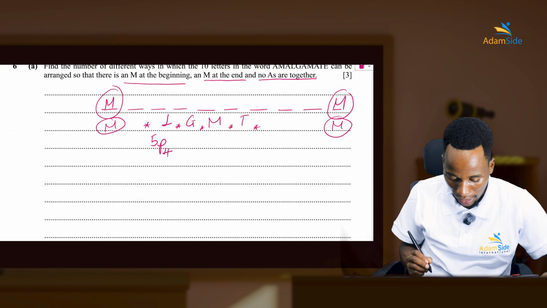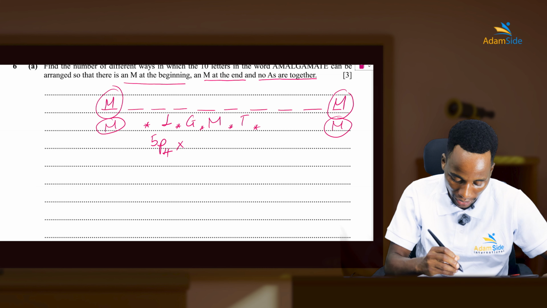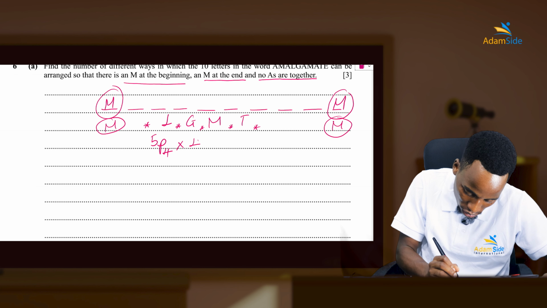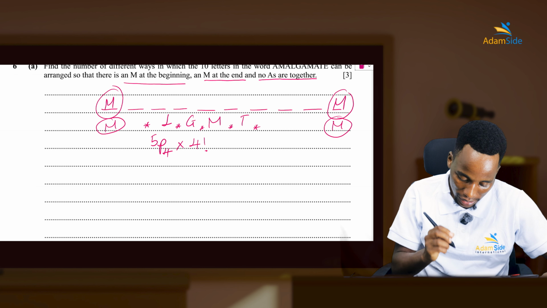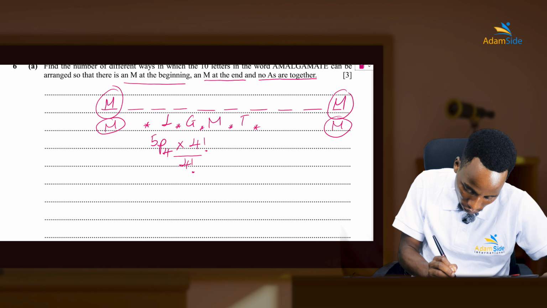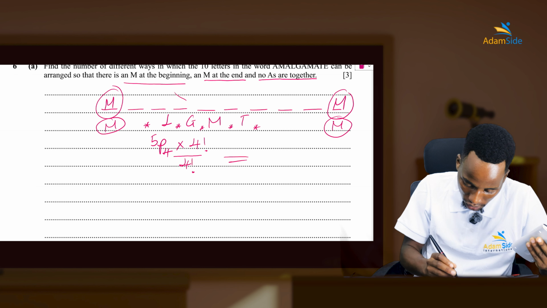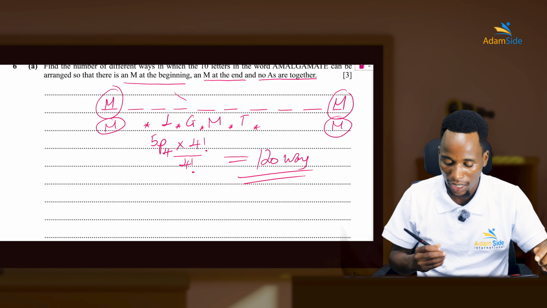So it's 5P4, times the number of ways that we can arrange this list, which is L, G, M, and T. Since we have 4 and there are no repeats, it's going to be 4 factorial. And since we know that these A's are of the same kind, we have to divide the whole thing by 4 factorial. And then we can just key this into the calculator, and the answer is going to be 120. So there are 120 ways of arranging that name, amalgamate, with M at the beginning, M at the end, and no A's together.